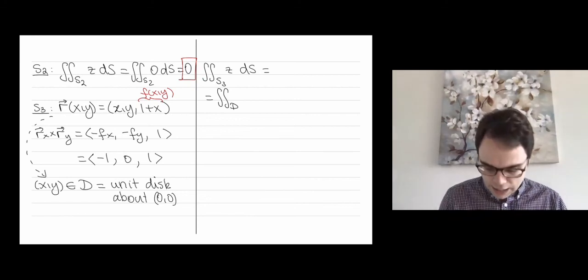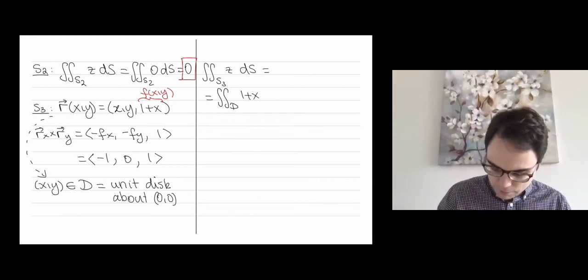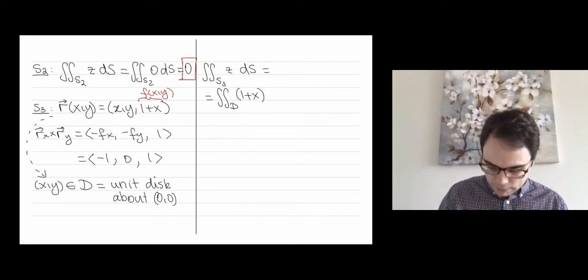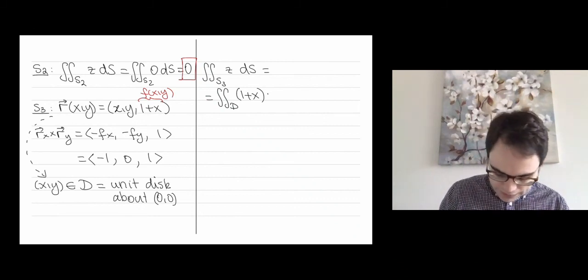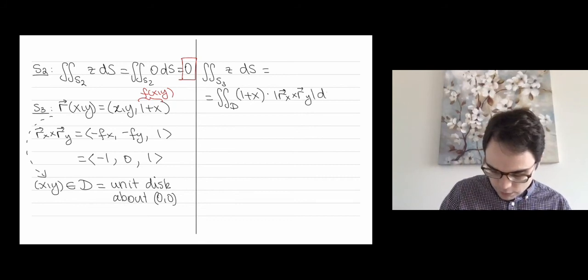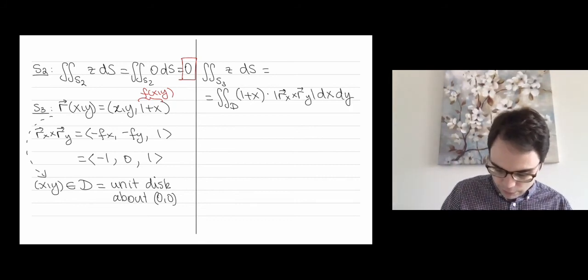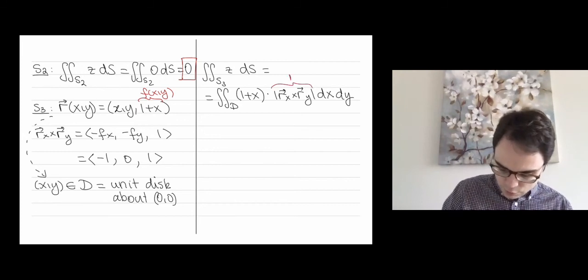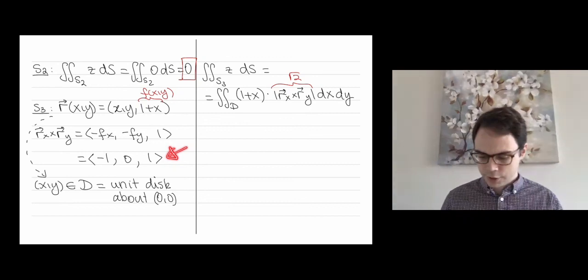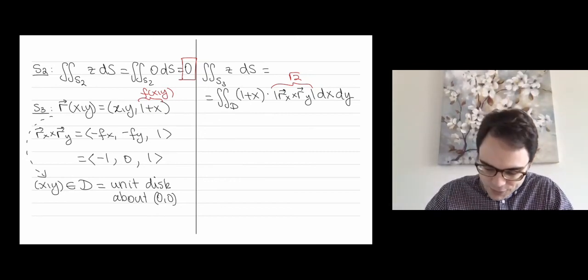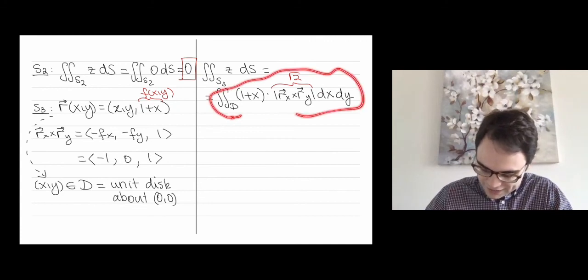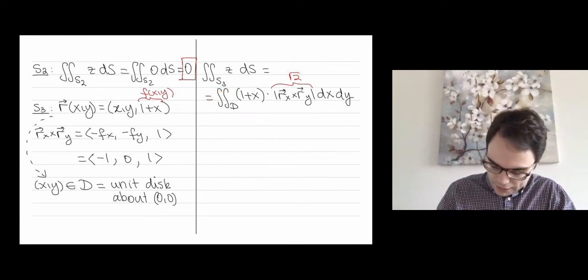Over this unit disk, z is the function 1 plus x. So z in terms of x and y is just 1 plus x, and we multiply that by the length of this cross product times dx dy. The x and y are the two parameters, so the length of the cross product in this case is just root 2, because here's the cross product. And now this is a double integral for me to evaluate. If you think about it, we want to change variables. We want to use r and theta. So let's do that.